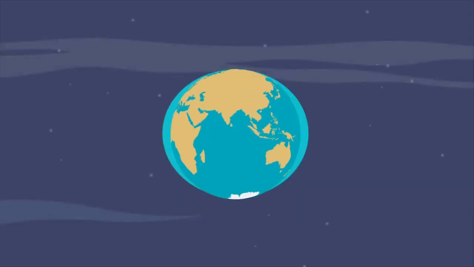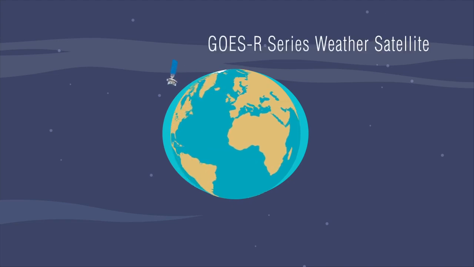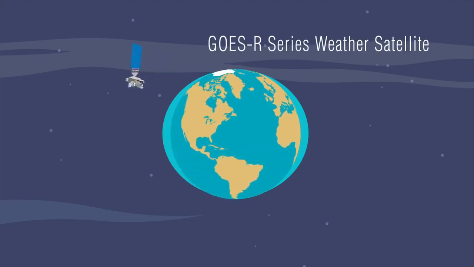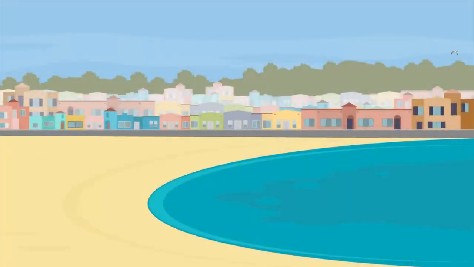Scientists use information from many sources, including NOAA's GOES-R series weather satellites, to study these high tide floods. Coastal communities can use this information to better plan for the effects of rising tides in the future.